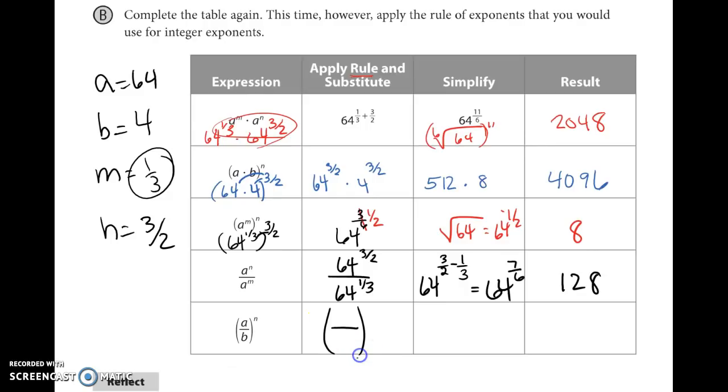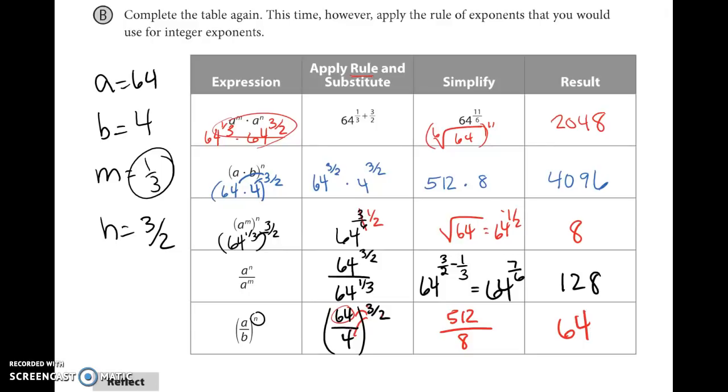For here, I have A, which is 64, B, which is 4, and then to the power of N, which is 3/2. And I would distribute that exponent to both the top and the bottom, the numerator and the denominator. And then 64 to the 3/2 is the square root of 64, which is 8. Cube that, which is 512. And 4 to the power of 3/2 is the square root of 4, which is 2. 2 cubed, which is 8. So 512 divided by 8 is 64.